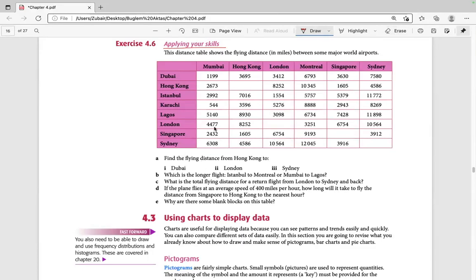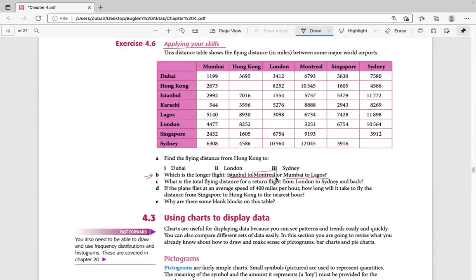3,695. Hong Kong to Dubai, correct. And Hong Kong to London is 8,252, correct. Hong Kong to Sydney is 4,586, correct. B part says which is the longer flight, Istanbul to Montreal or Mumbai to Lagos?